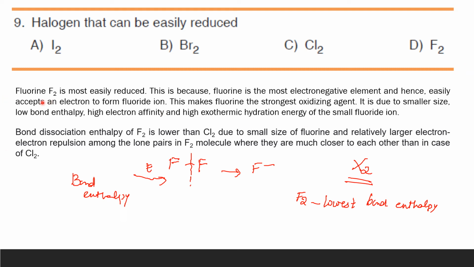On the other hand, if you consider iodine, it is the strongest reducing agent. That is because it has more tendency to undergo oxidation. That is, it gives out electron easily. So that can also be considered as a question in some other exams. You need to understand that iodine is the strongest reducing agent, whereas fluorine is the strongest oxidizing agent. So that is all required for this question. We'll move on to the last one.